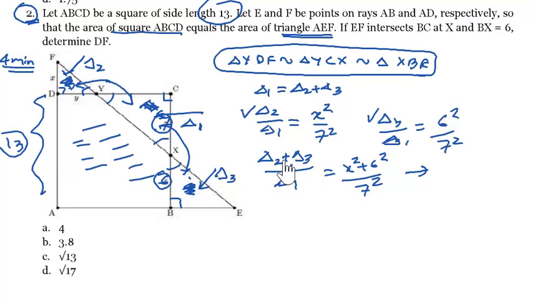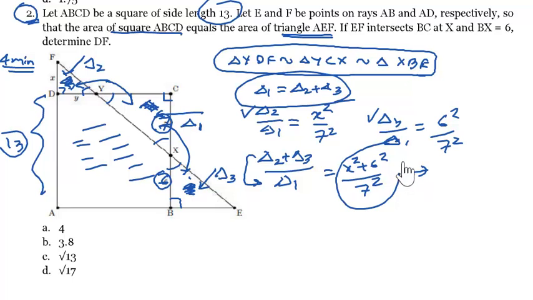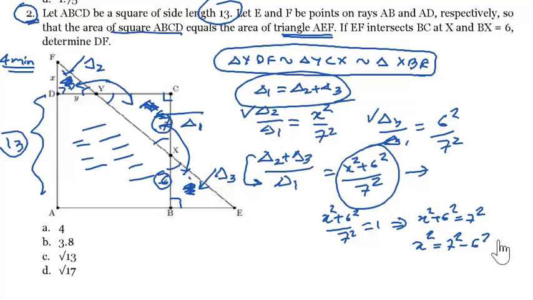Please be active and respond so that I can move ahead. Correct. Now from this relation we know that delta 2 plus delta 3 is equal to delta 1. So I can say this particular ratio is actually 1. So straight away I can write that x square plus 6 square by 7 square is equal to 1, or x square plus 6 square is equal to 7 square, or x square is equal to 7 square minus 6 square, which comes out to be 13. So the value of x is root 13. This is the solution.